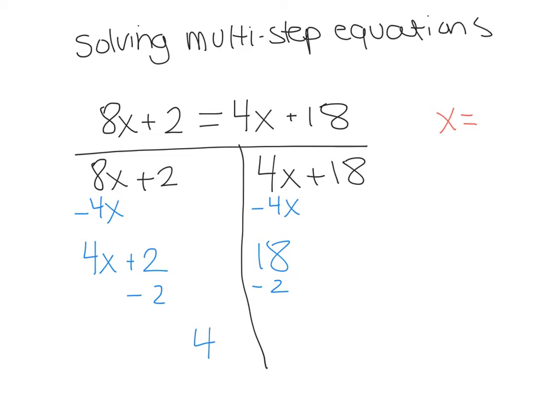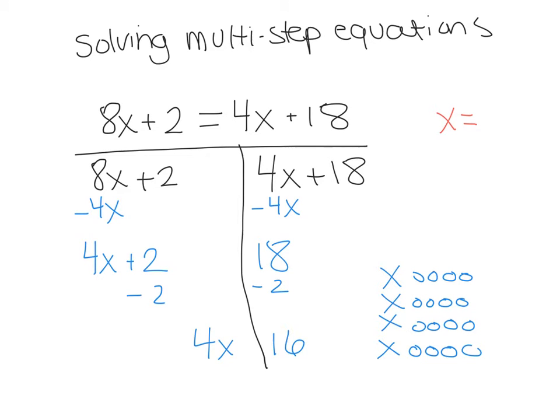So now I have 4x is 16. Now for each of these x's, we've got 4 of them. I'm going to place 4 M&Ms next to each one, because this would give me 16 M&Ms. Right? I don't need 16 M&Ms. What I can rather do is divide both sides by 4, and I will have my final x equals 4.